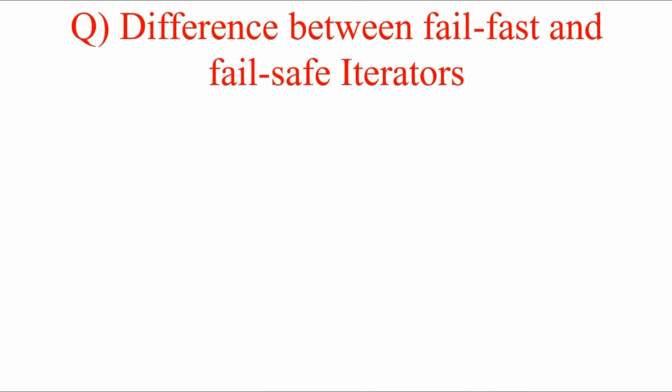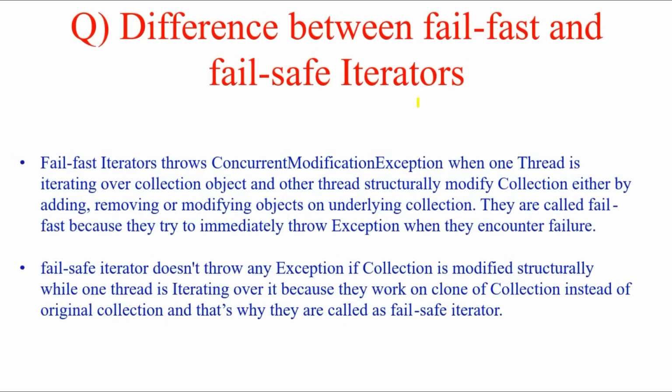Now, the third question which lies here is, what is the difference between fail-fast and fail-safe iterators? I've already told you, when I was telling you about the linked list, that to iterate or to access the elements, you always need an iterator. So what's the actual difference between the two types of iterators we have, fail-fast and fail-safe? This is a very favorite question of an interviewer.